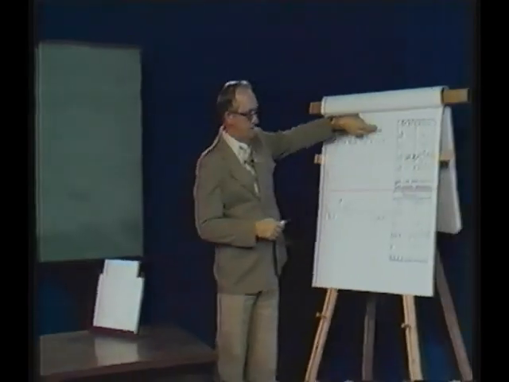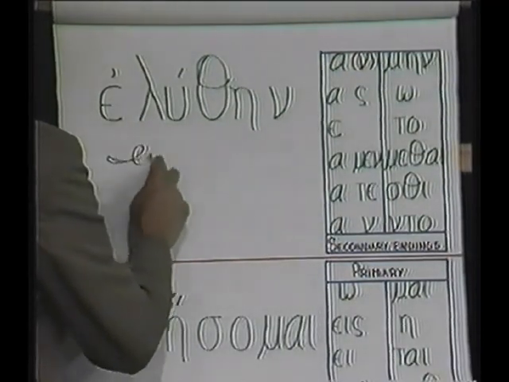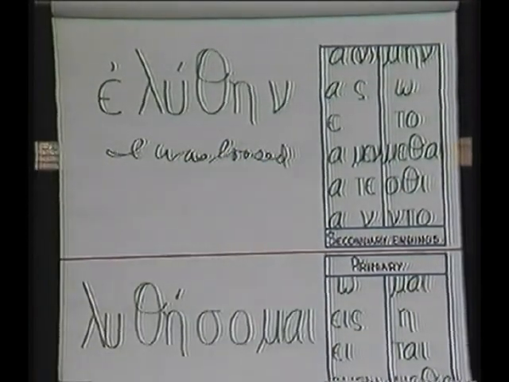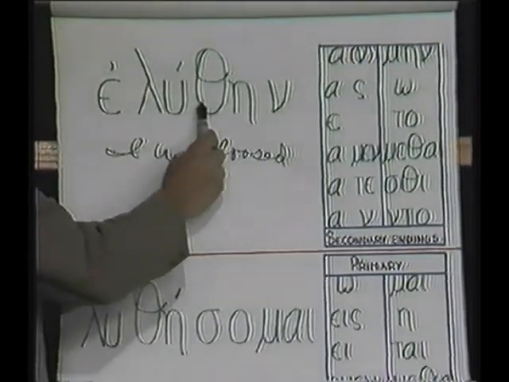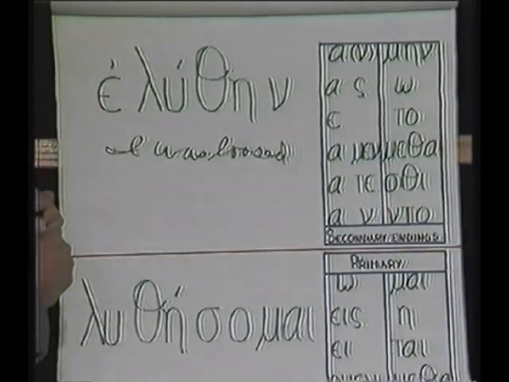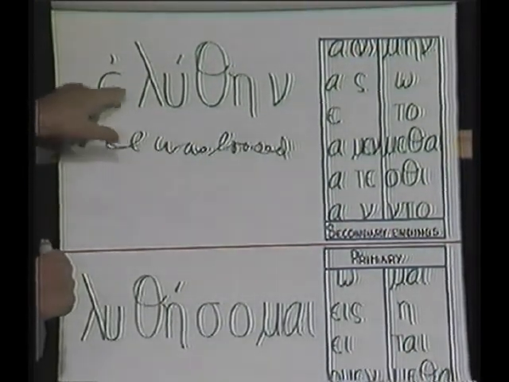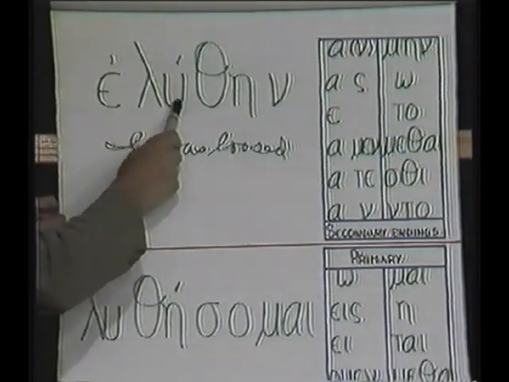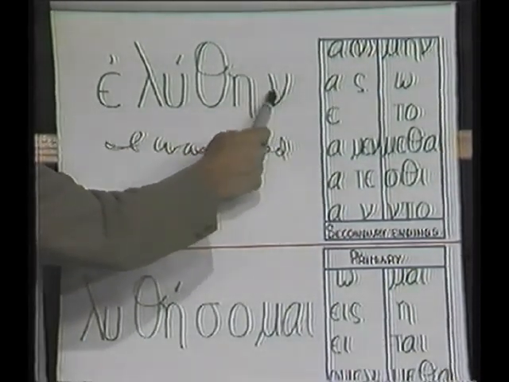Here we have elythen, and elythen means I was loosed. Now, remember, we have an augment, a stem, and then the sign of the aorist passive. This might be a good time to get this on page 24 of your workbook. Just open your workbook to page 24 and fill in, I think it's 25 there. The next one, elythen, and you see the parts, the augment, the present stem, the sign of the aorist passive, and then the secondary active endings.